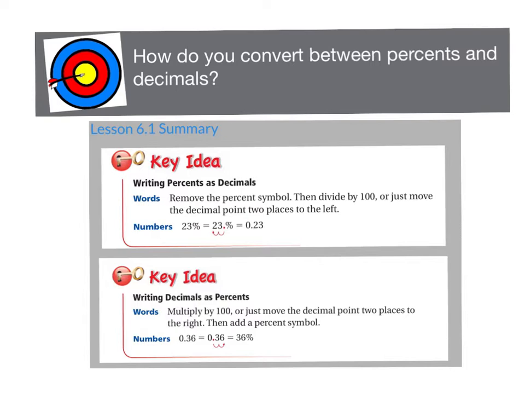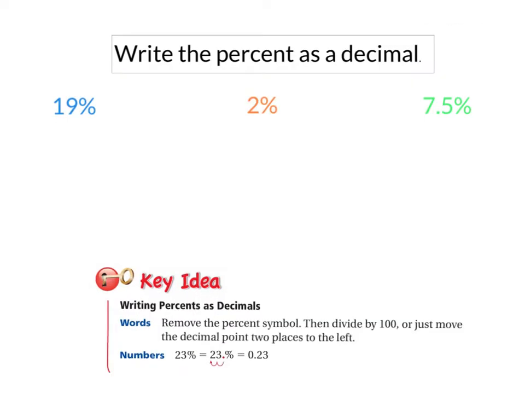Summary. When you're writing percents as decimals, you remove the percent symbol. Then you divide by 100 or just move the decimal point 2 places to the left. When you're writing decimals as percents, you multiply by 100 or just move the decimal point 2 places to the right, then add a percent symbol.